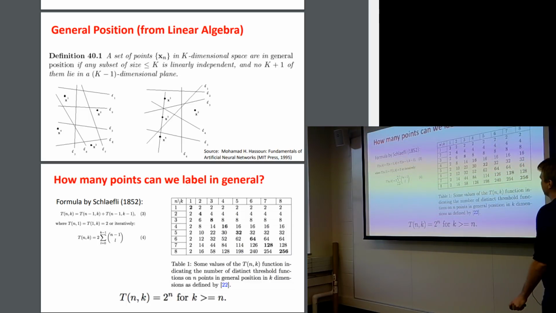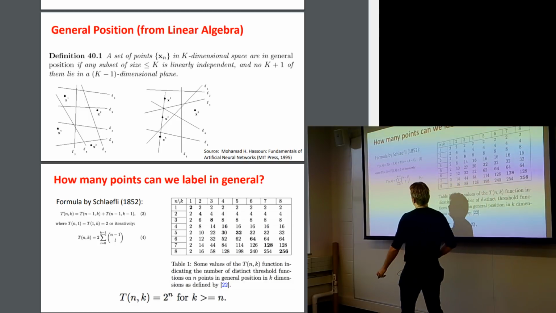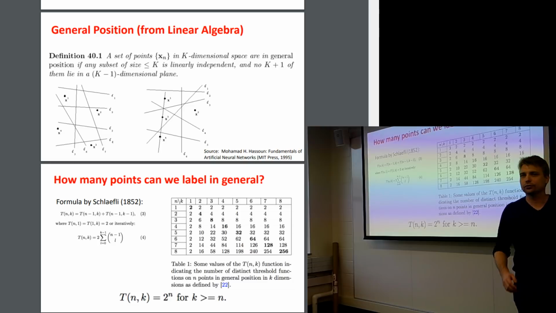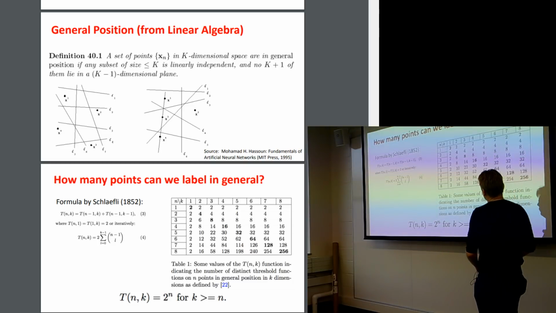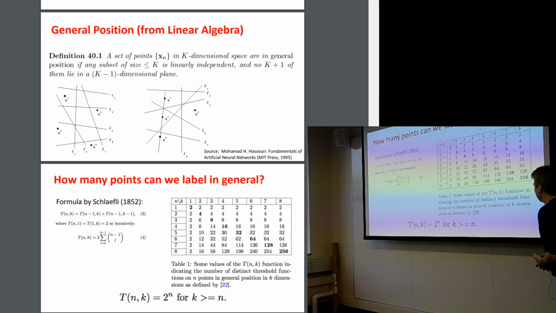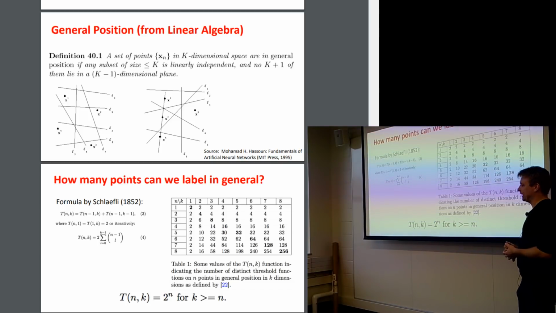And he has this function called TNK. Okay, so we call it TNK for T like threshold. He has a different notion for it. But basically, the nature of the function is this. TNK indicates the number of distinct threshold functions on endpoints in general position in k dimensions.